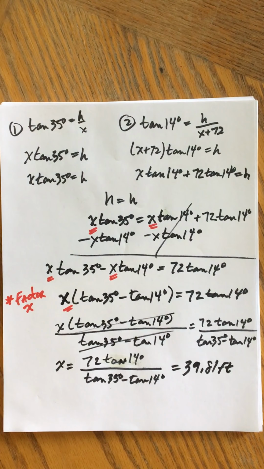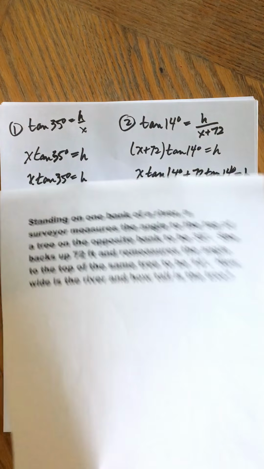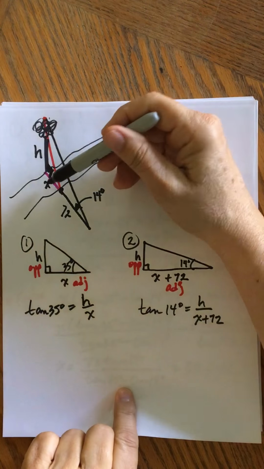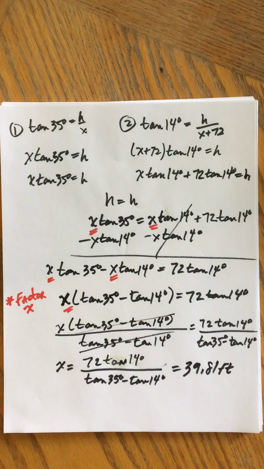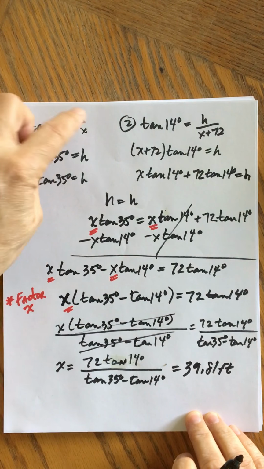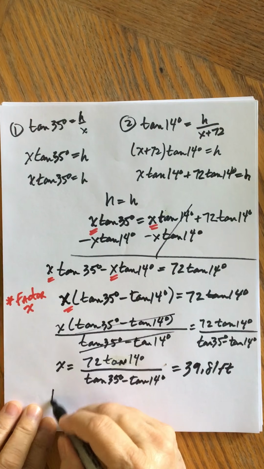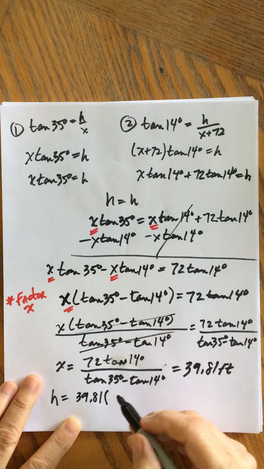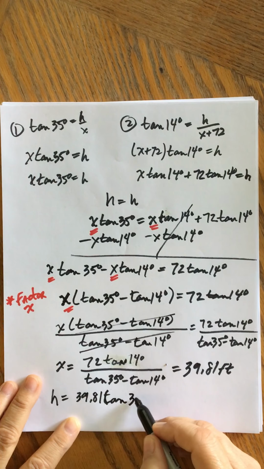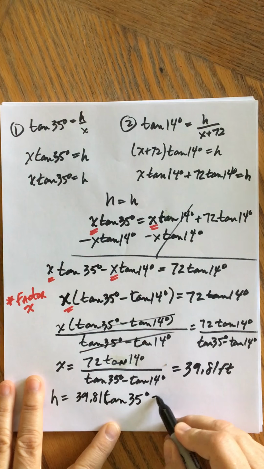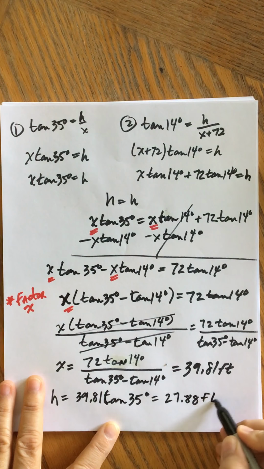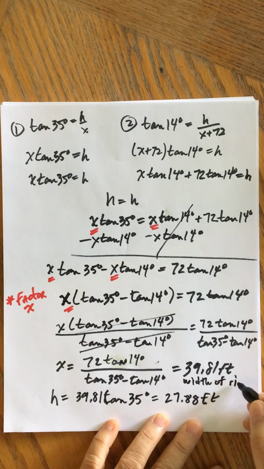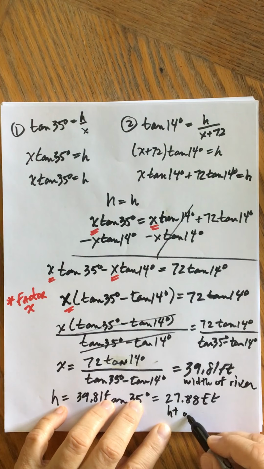All right. So we're almost there. I think the next thing is you still have to find how tall the tree is, right? So we found the width of the river. We have to find out how tall the tree is. And from our picture, we let x be the width of the river and h be the height of the tree. So now at this point, probably the easiest thing is to put it in a lot of places. I'd put it in here. So I'd say, well, h equals x, which is 39.81 times what? Tangent 35 degrees, right? And I get 27.88 feet is the height of the tree. All right, so this is the width of the river, and this is the height of the tree.